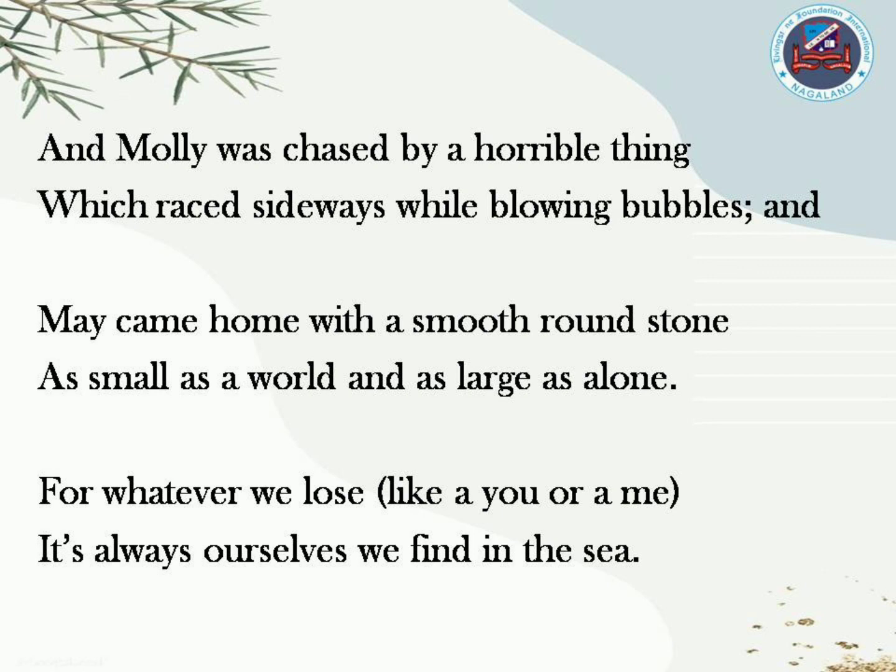And Molly was chased by a horrible thing which raced sideways while blowing bubbles, and May came home with a smooth round stone, as small as a world and as large as a lawn. So here in the fourth stanza, it talks about how poor Molly was chased by a horrible thing. Maybe it was a crab because it was running sideways. Unlike Millie, she is not having a good time here because she is being chased by a weird looking creature that runs sideways. So she is having a tough time making friends with the creatures.